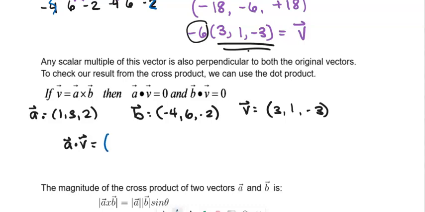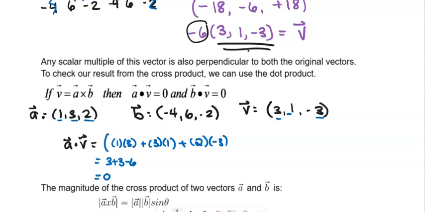Okay, in order to do the dot product, remember we're going to do 1 times 3 plus 3 times 1 plus 2 times negative 3. That's going to give me 3 plus 3 minus 6. That does equal 0. So vector A is perpendicular to vector V.